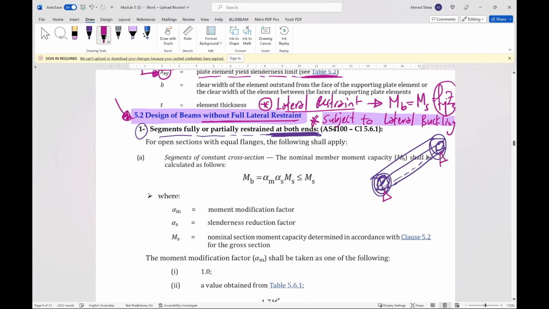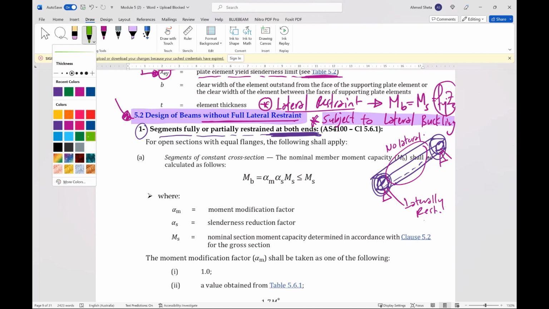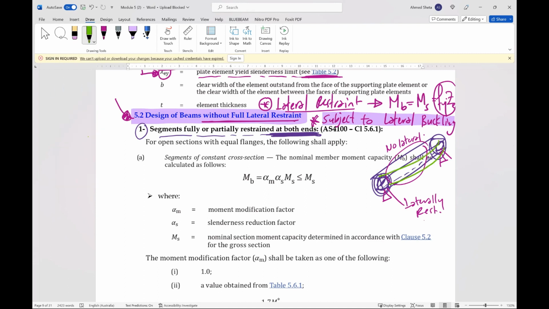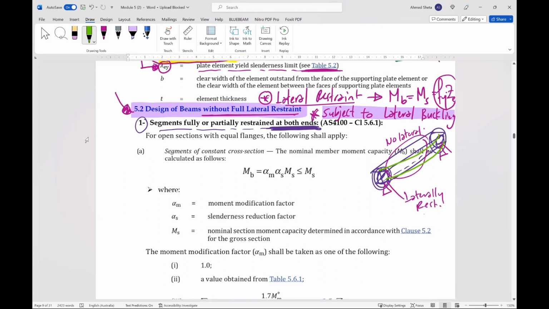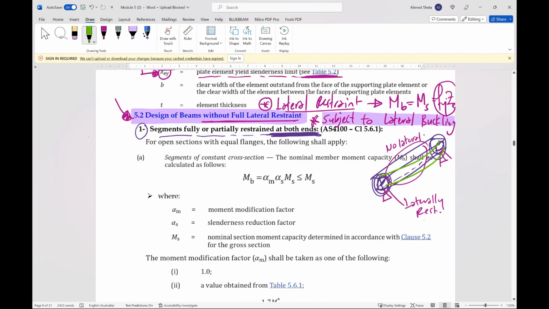So at these two supports, the beam is laterally restrained. But in the middle, there is no lateral restraint. So the beam is allowed or susceptible to buckle in this direction, out of the plane like this. Okay, so this is what it means for the first case.